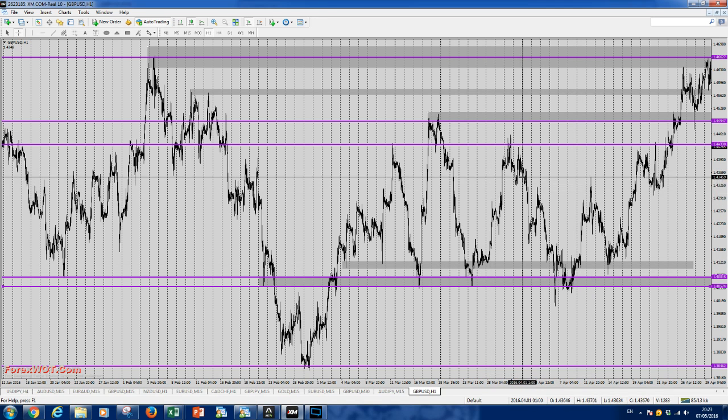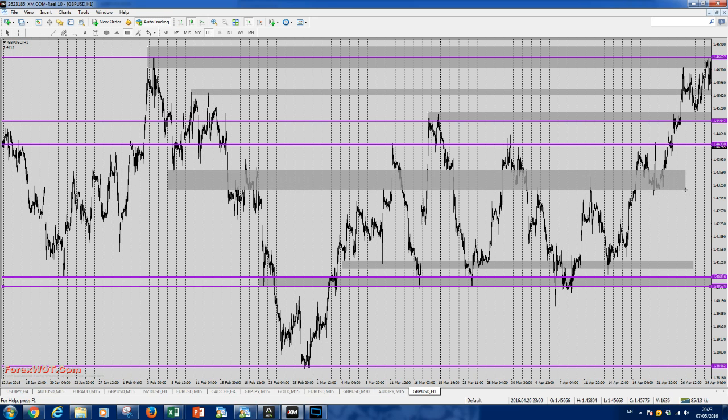You can see another zone is here, from here to here, a 20 pip zone. So add the zone from, it looks like, here. Just trying to adjust it. How many pips is that? Yeah, maybe a 20 pip zone.